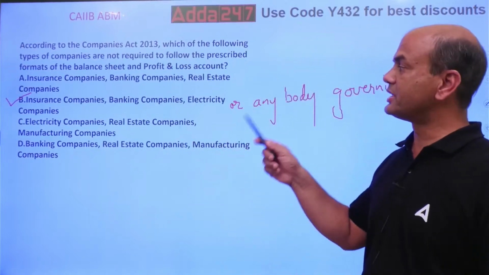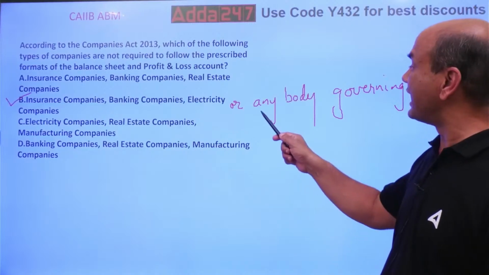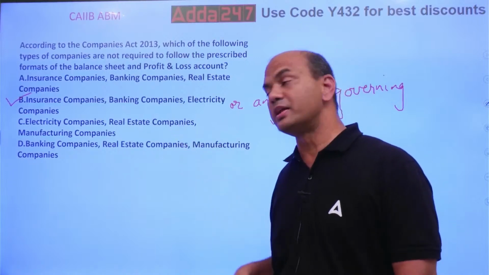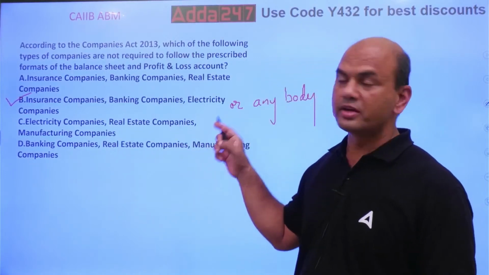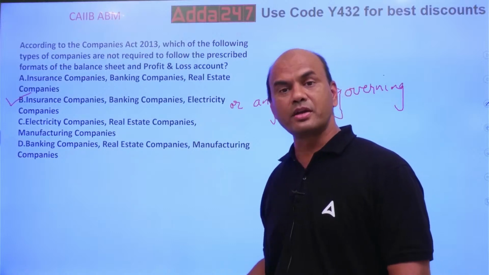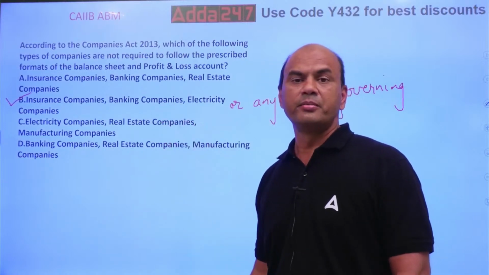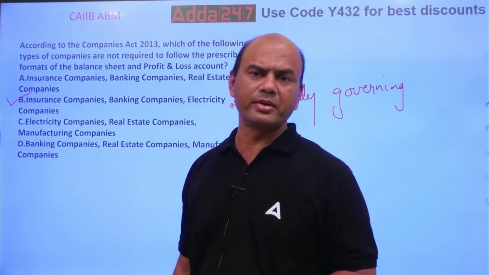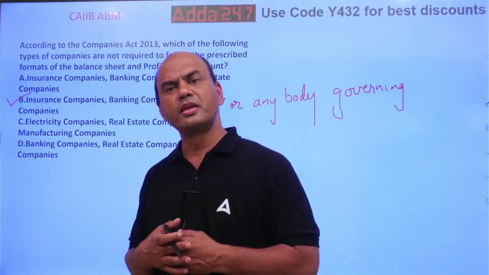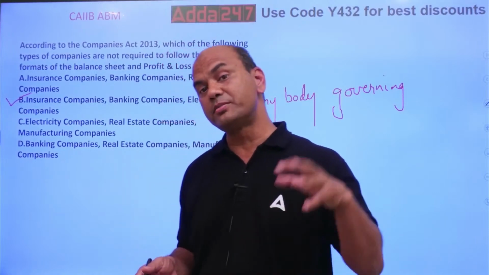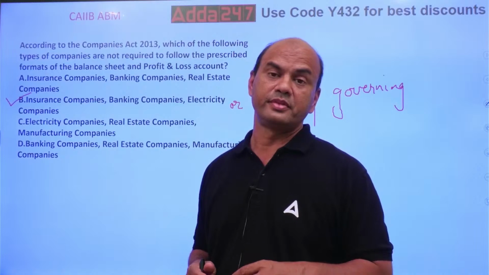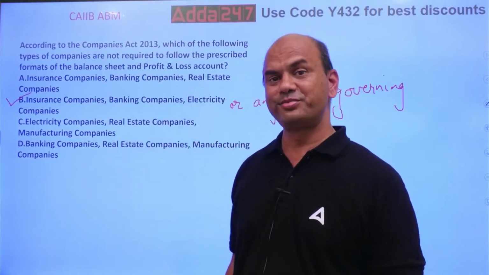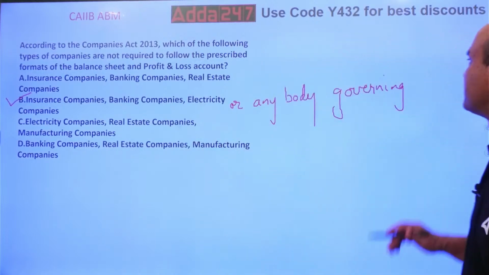See, insurance companies, banking companies, electricity companies, or any body governing. If I am having a mutual fund company, then is it written mutual fund over here? No. If mutual fund was there, then where would it come? It would come over here only, because mutual fund is also governed by whom? AMFI and SEBI. They have given the format. That format you have to follow. Any company which is governed by some regulatory body needs to follow the format of that body. Okay? Next one.